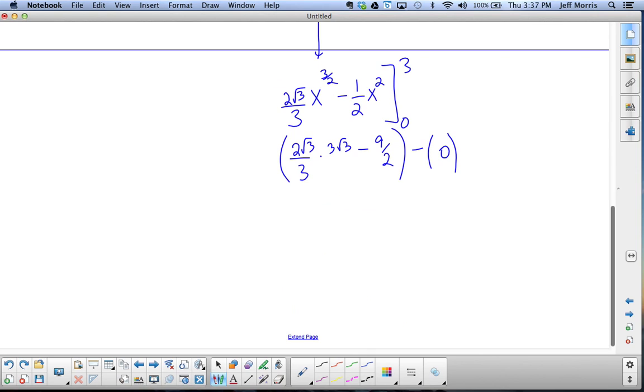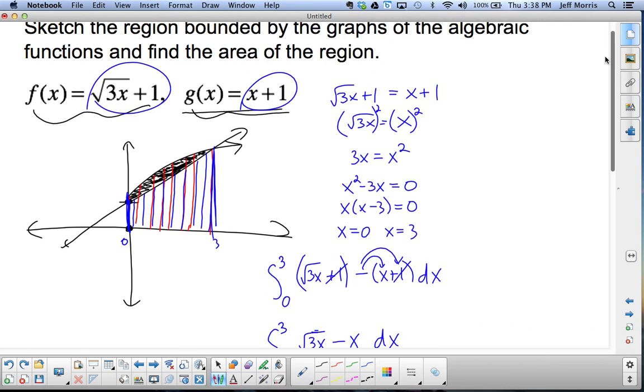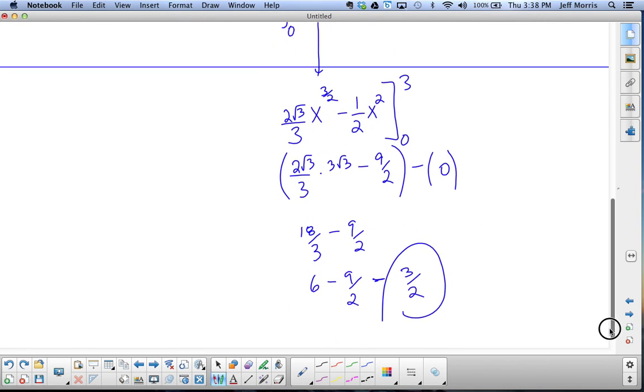Then the root 3's are going to cancel. That gives you another 3. So we got 6 times 3 is 18/3 minus 9/2. That's going to give me 6 minus 9/2, which is 12/2 minus 9/2, which is 3/2. So there's my area bounded by the two curves. It ends up being 3/2.